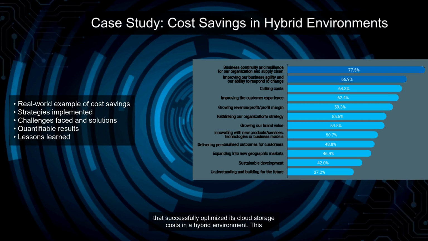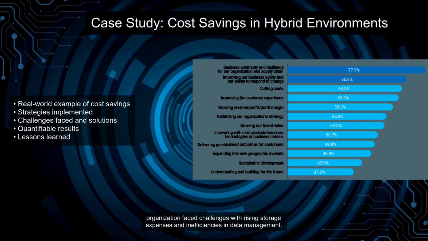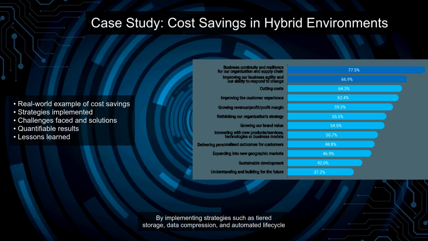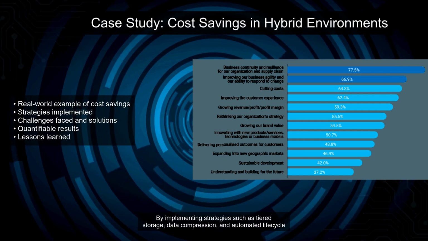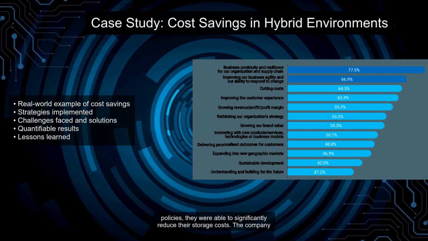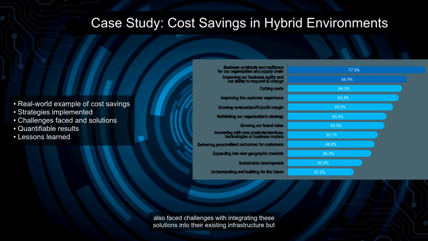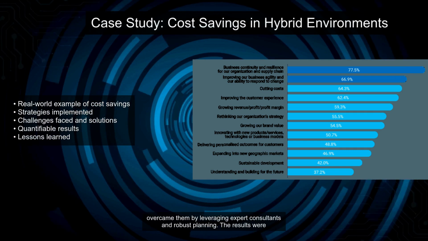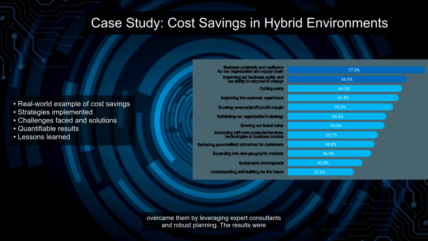in a hybrid environment. This organization faced challenges with rising storage expenses and inefficiencies in data management. By implementing strategies such as tiered storage, data compression, and automated lifecycle policies, they were able to significantly reduce their storage costs. The company also faced challenges with integrating these solutions into their existing infrastructure but overcame them by leveraging expert consultants and robust planning.